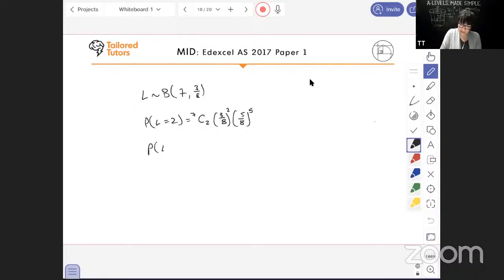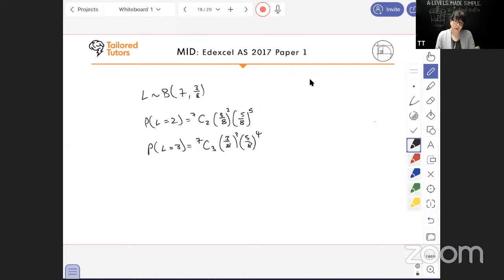The probability that L is 3 is 7 choose 3, 3/8 to the power of 3, 5/8 to the power of whatever 7 minus 3 is, 4. Okay, so what did the question say? That we needed to show that they were the same, that he was equally likely to have 2 late as 3 late. So we'd need to show that those were the same.